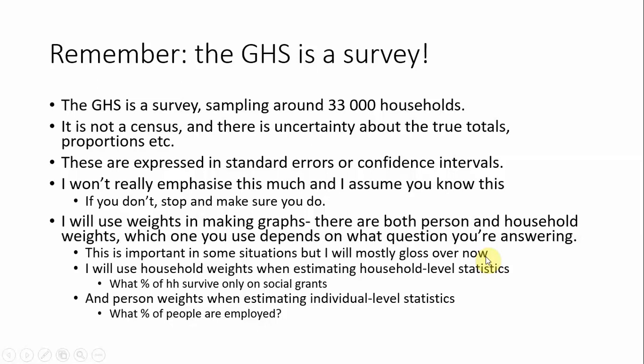Okay, I mentioned this already, but the GHS is a survey. It's not a census, and so there's some uncertainty about the true percentage of people, for example, who rely only on grant income. And in statistics, the way we express the uncertainty is through the standard errors or confidence intervals of any estimates. I'm not going to emphasize this very much at all, and I'm assuming that you know something about confidence intervals or standard errors, and if you don't, I would suggest that you consult a basic statistics textbook to make sure you do.